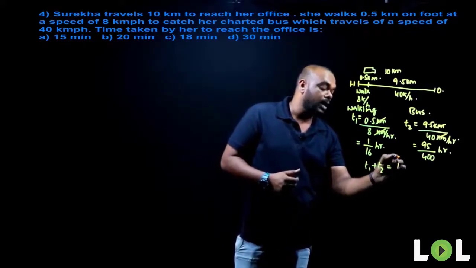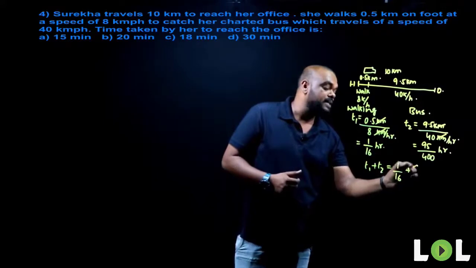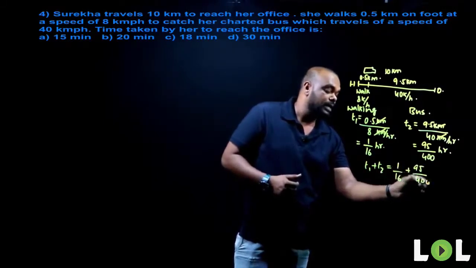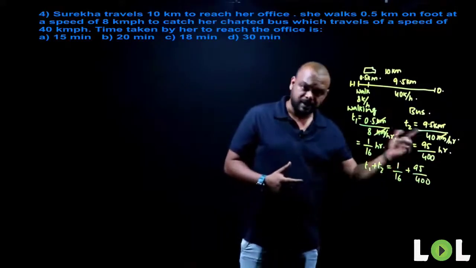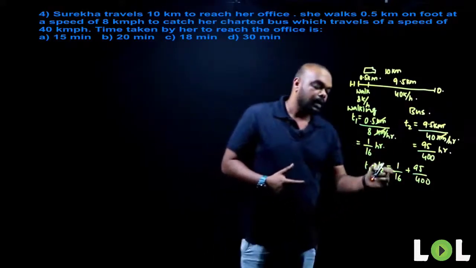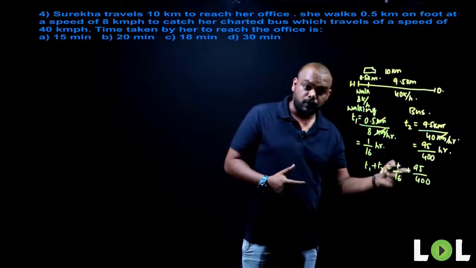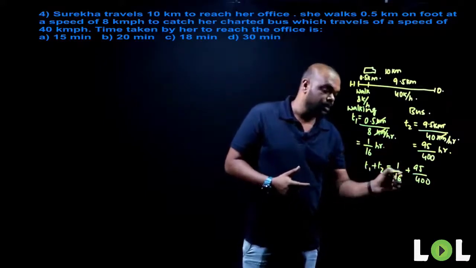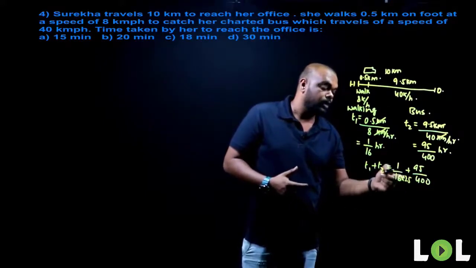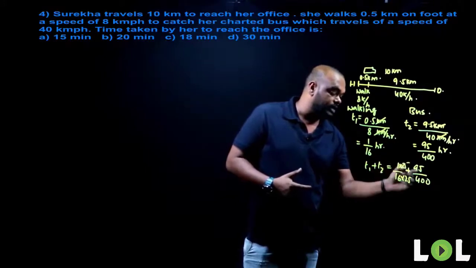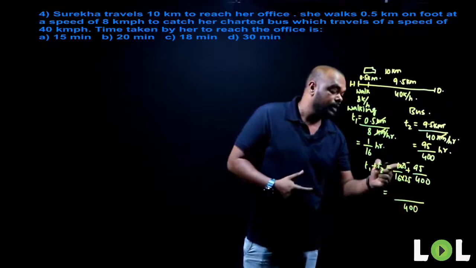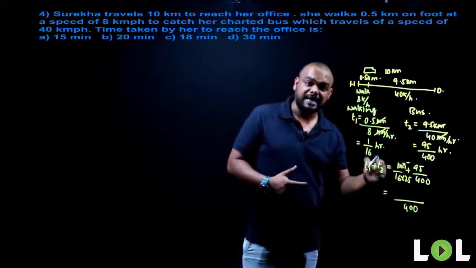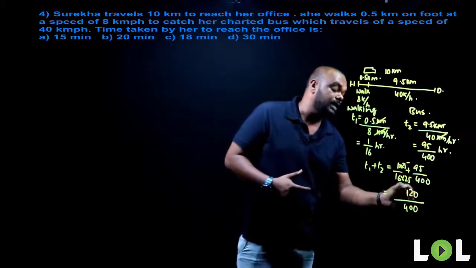So T1 plus T2, when we add both of them, what do I get? 1 by 16 plus 95 by 400. Try to convert this into 400, that will be easier. Now both are in hours, we have to convert them into minutes, that we will see later. How do you convert this into 400? By multiplying with 25, since 16 into 25 is 400. Here also 400, here also 400. Denominator 400, here 25 plus this is 95. That becomes 120. This is hours.